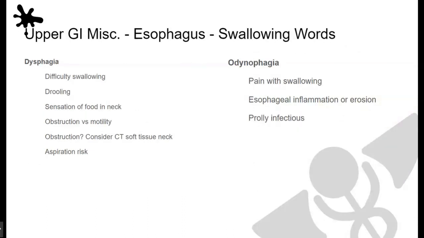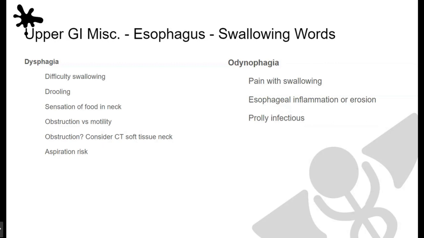So words that we have to be familiar with: dysphagia versus odynophagia. Dysphagia means you have a difficult time swallowing. You're maybe drooling. You could have that sensation of food in your neck, like that bolus sensation. This could be an obstructive dysphagia, right? You've got something in the way, you can't swallow. It could be a motility dysphagia. Your muscles aren't working in the correct order or in the correct sequence, and you're not able to achieve that peristalsis movement.